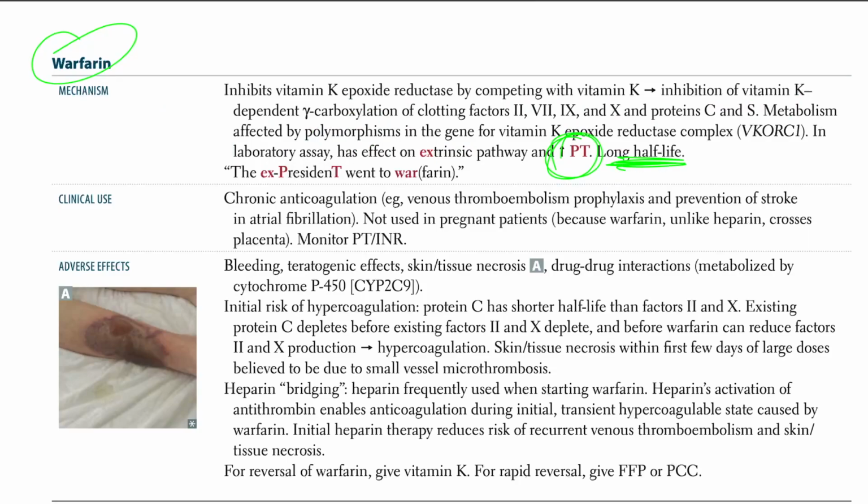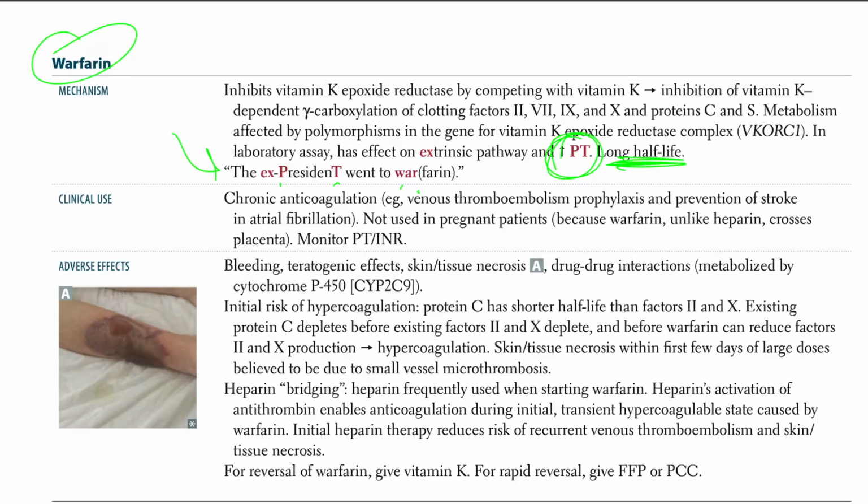The ex-president went to war. PT went to war. Well, Trump ain't going to war, man. So I don't know if you want to memorize that or not, but let's move on.